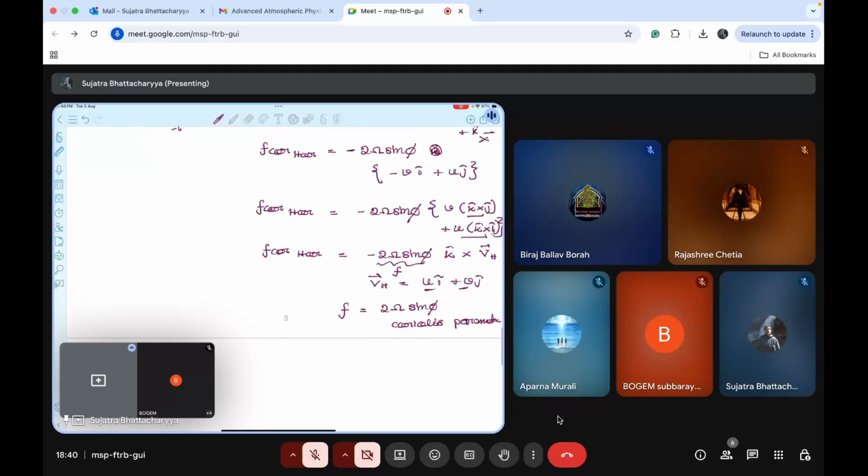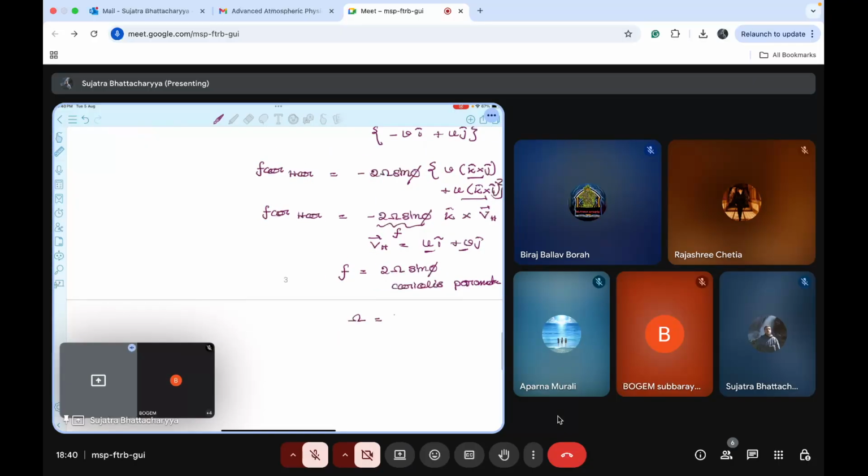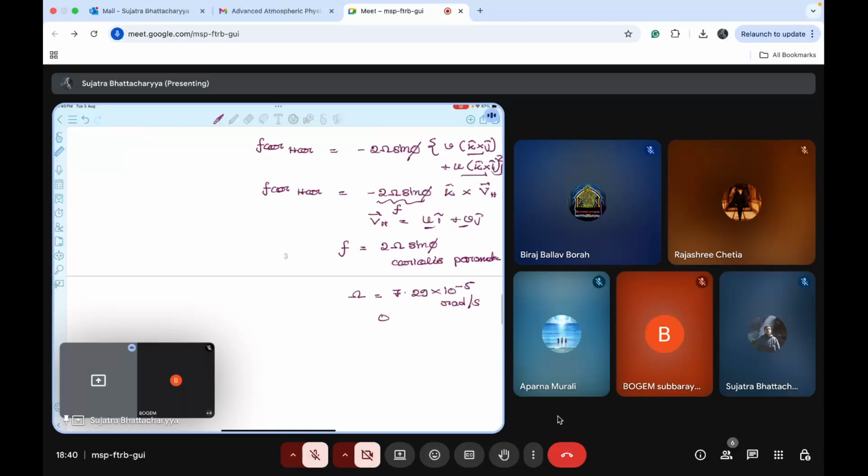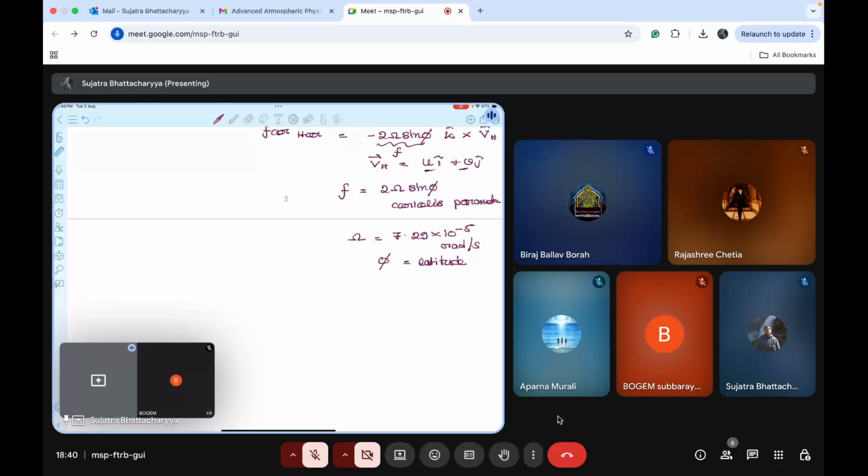This is the Coriolis parameter. Omega's value can be calculated, but just remember 7.29 into 10 to the power minus 5 radians per second. Phi is the latitude. So this is what we generally take, and that's what we will be writing here for solving the question.